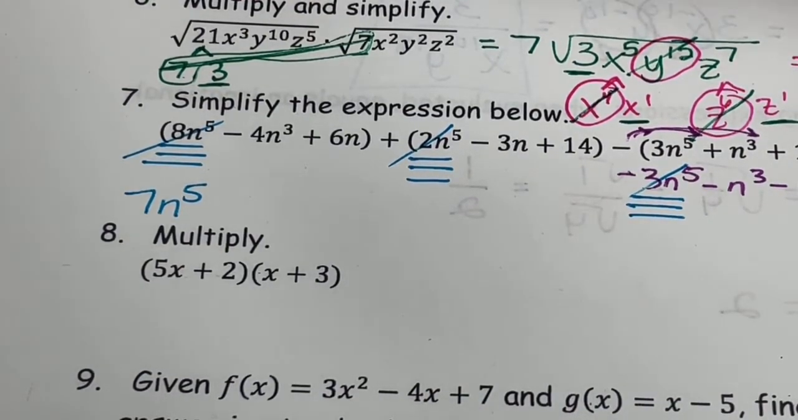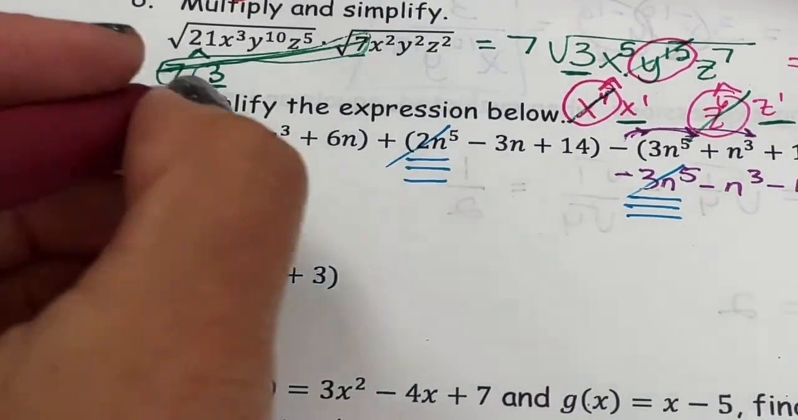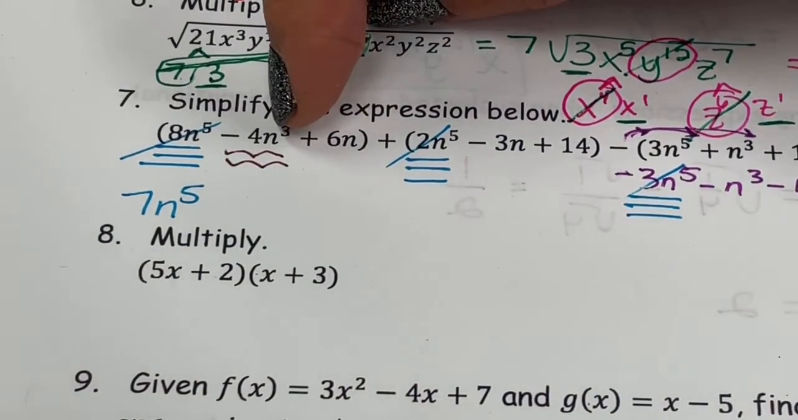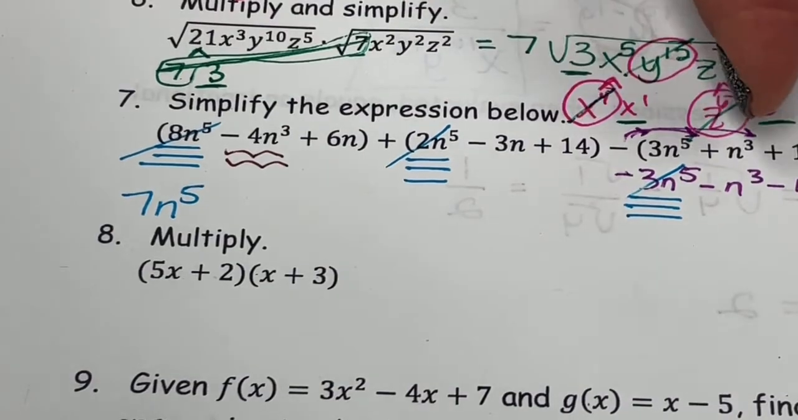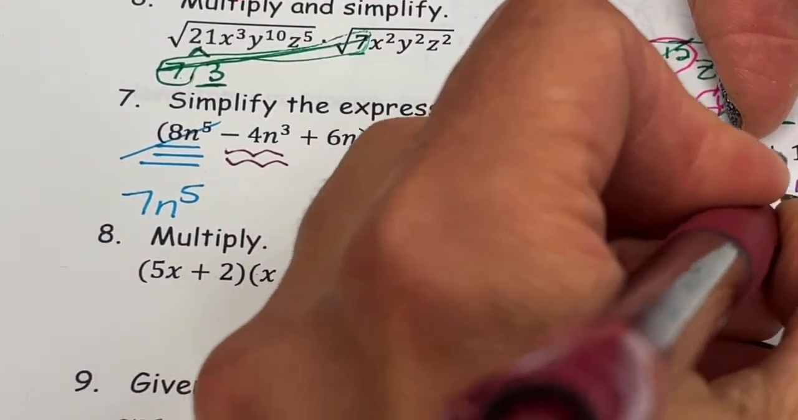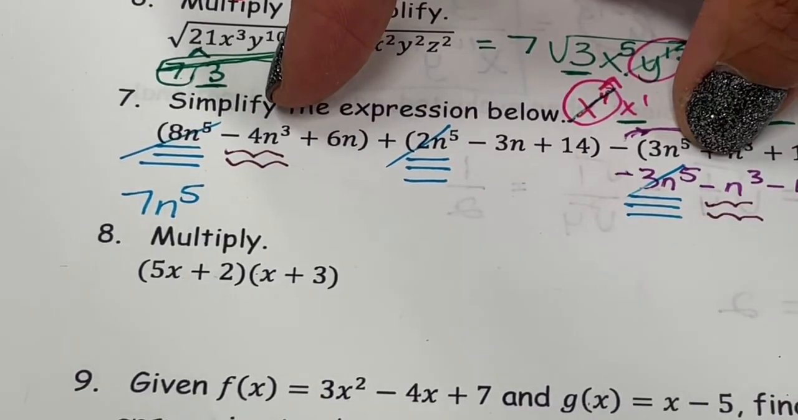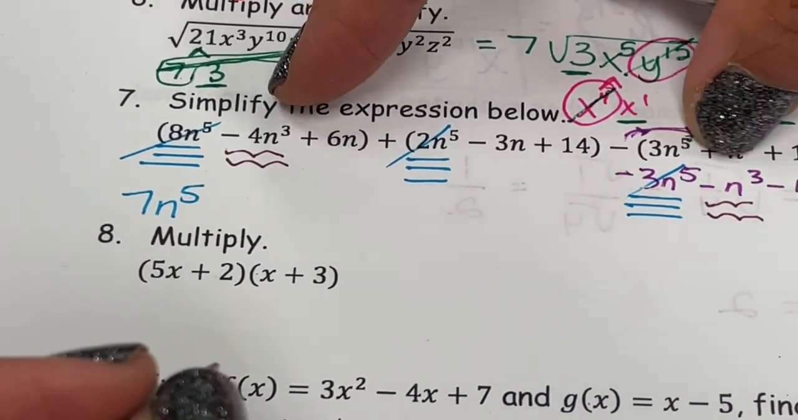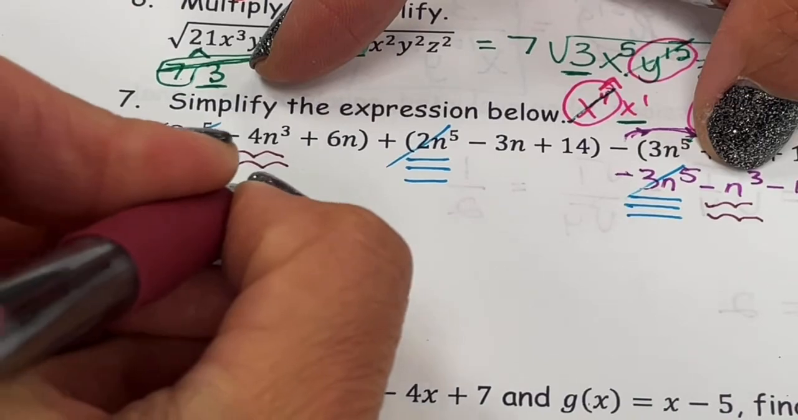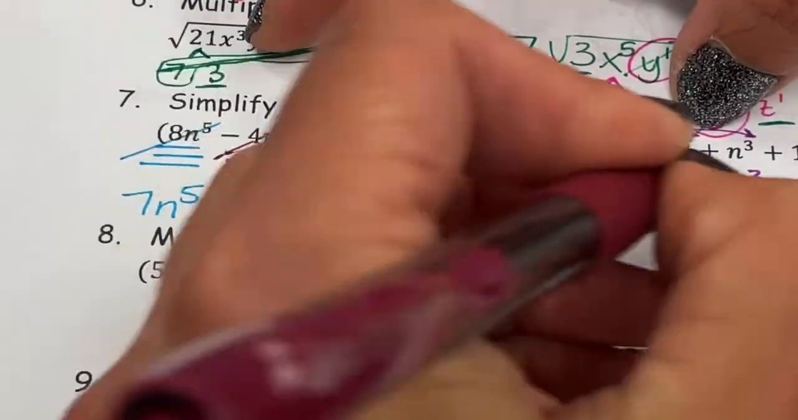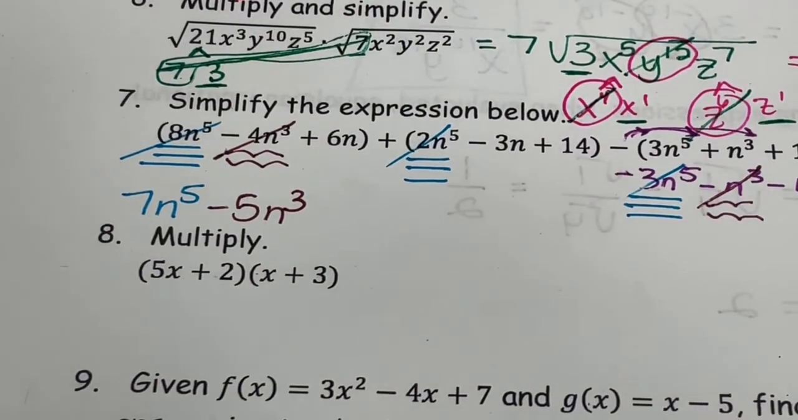Now let's look at the next highest degree. The next highest degree is the n cubed. So negative 4n cubed and a negative 1n cubed. They're both negative, so when they're both negative, you add them and keep the negative. So negative 4n cubed minus 1n cubed is negative 5n cubed. And then we're done with those, so I'm going to cross them out so that I know I'm done with those ones.